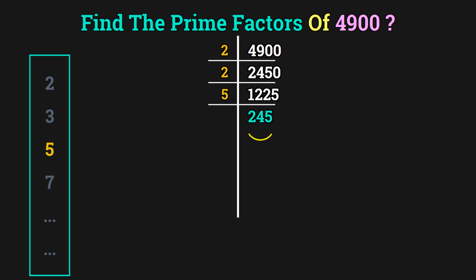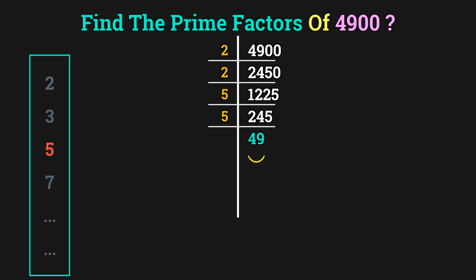Dividing 245 by 5, which equals 49. So 245 divided by 5 equals 49. Dividing 49 by 5, the result is not integer. Since the result is not integer, so we will try to divide by the next number.